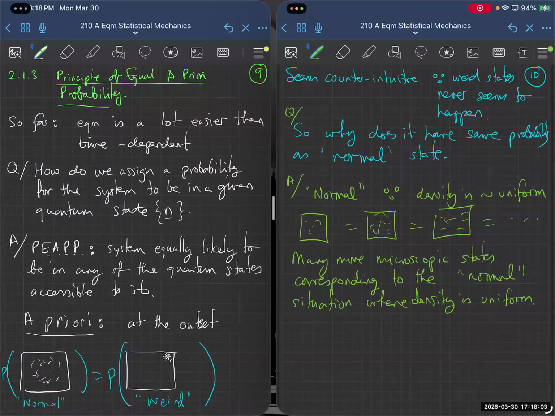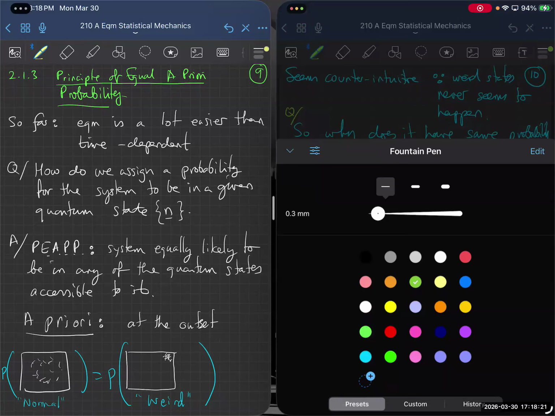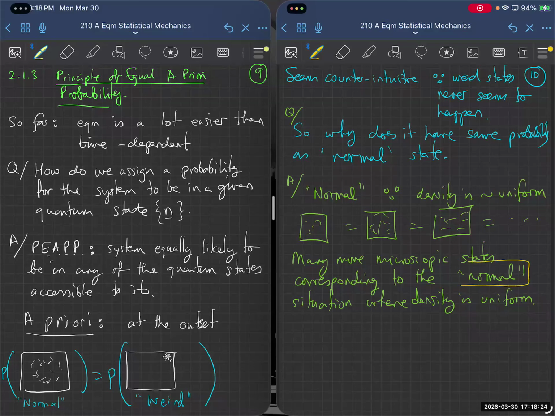And so when I do statistical mechanics, most of my probability distribution, most of the moments of that distribution that I calculate, are going to be dominated by the configurations that correspond to the uniform system, the normal system, rather than the weird state. So when we talk about it being normal, what we mean is that the macroscopic state is normal. I'm talking about the macroscopic density.